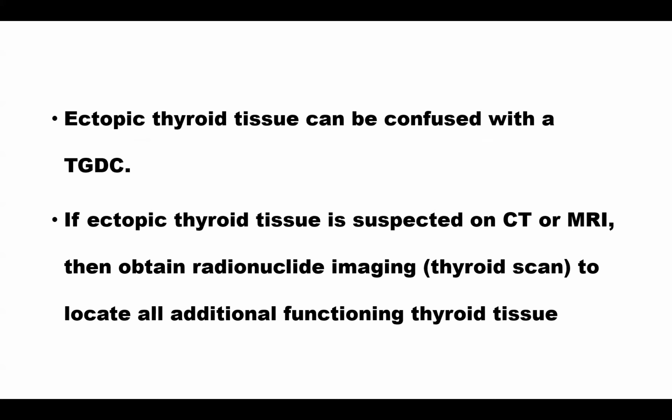And apart from that, sometimes it could be mistaken. An ectopic thyroid can be mistaken for a thyroglossal cyst, and when you remove it, you will now render your patient without a thyroid gland, and you know the implication of that. So if ectopic thyroid tissue is suspected on CT or MRI or ultrasound, then obtain a radionuclide imaging scan to locate all additional functioning thyroid tissues. What I'm trying to say here is that you must establish that the patient has a normal functioning thyroid gland, so that you don't end up removing the only functioning thyroid gland.